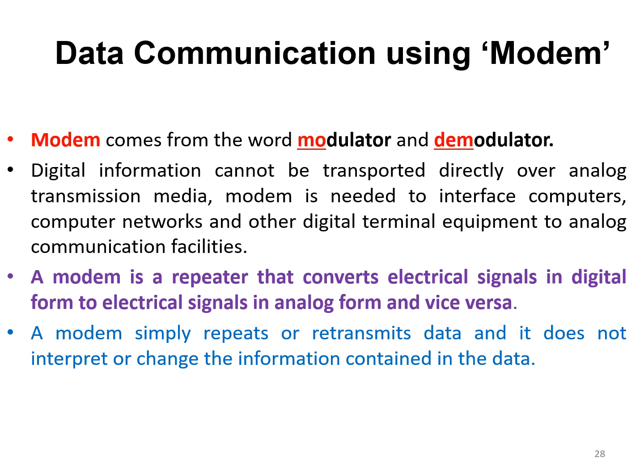Modem is an important device used in data communication systems. Modem comes from the words modulator and demodulator. Since information cannot be transported directly over the analog transmission medium, we need a modem as an interface. Actually, a modem is a repeater that converts electrical signal in digital form into analog form, or electrical signal in analog form into digital form. Modem only retransmits data and does not interpret or change the information contained in the data.